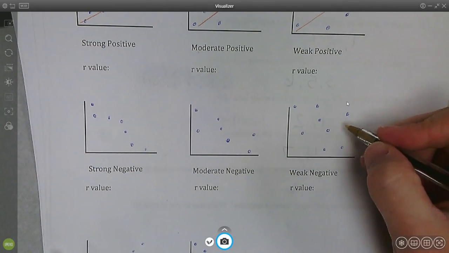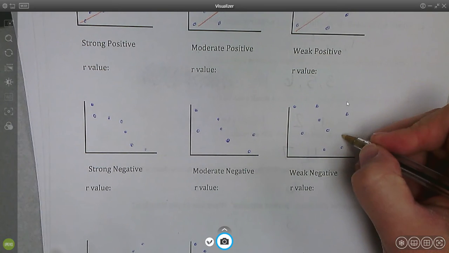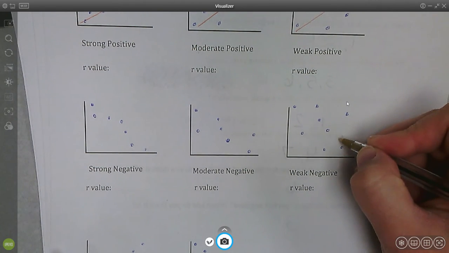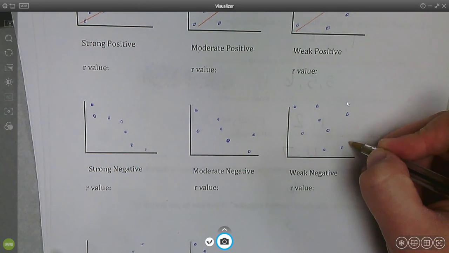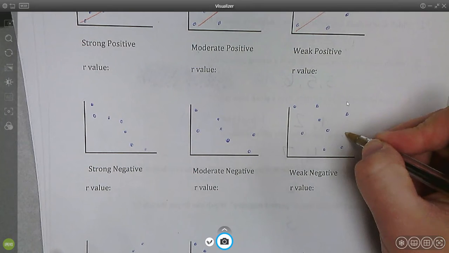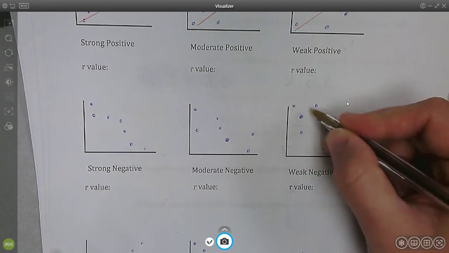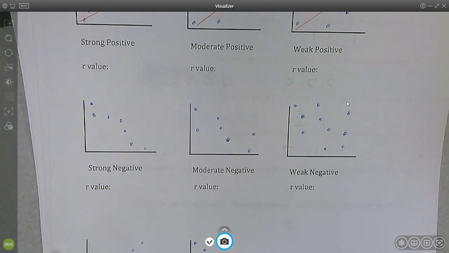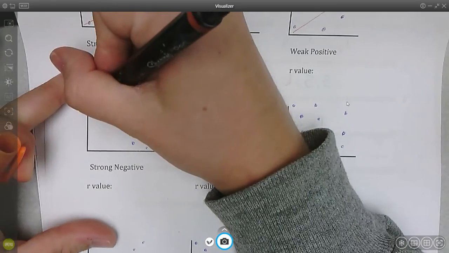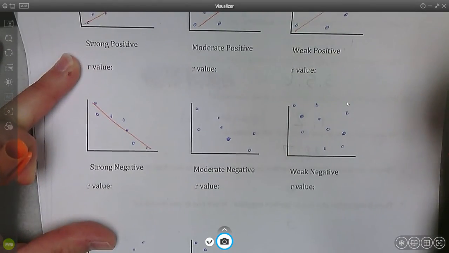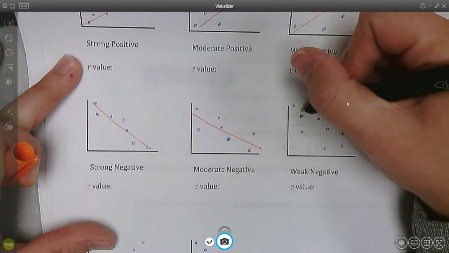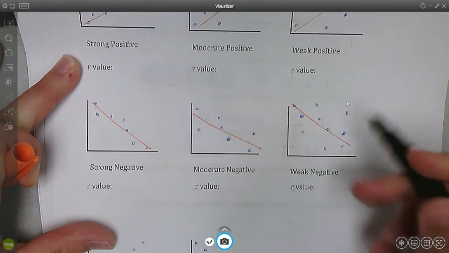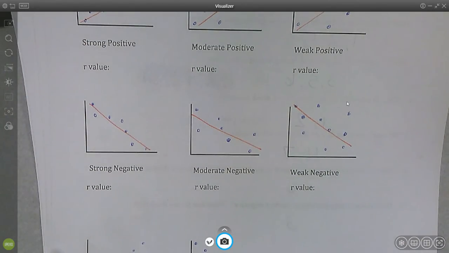This one actually doesn't look negative at all. So let's see if I put one here and I put one here. That makes it go down in a negative way. So if you draw your line, there the dots are pretty close. Here they're okay. And then here you can tell they're going down, but they're really far apart.